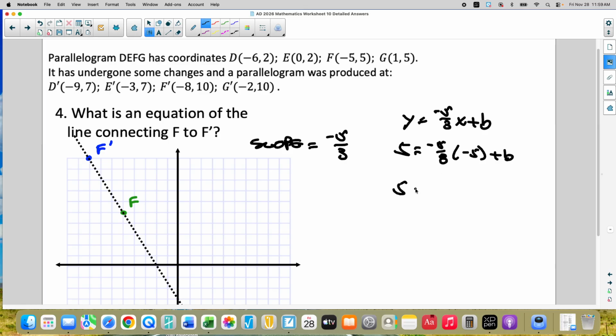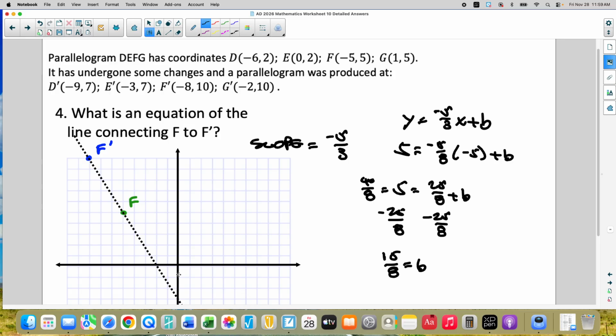So we get 5 equals 25/8 plus b, minus 25/8, minus 25/8. 5 equals how many in eighths? 40 eighths. And that gives us 15 eighths equals b, which is a little bit under 2. What? Whoa, okay, that's wrong. So what did I do wrong here?